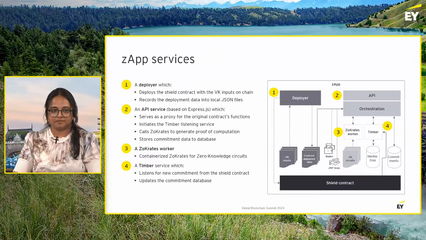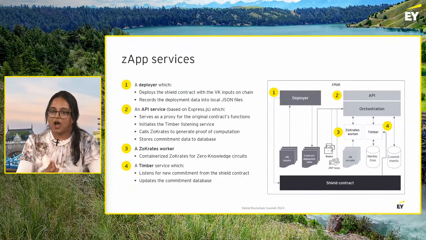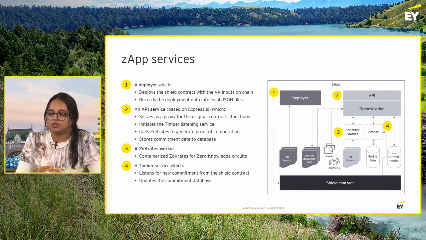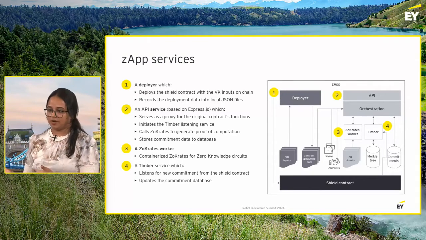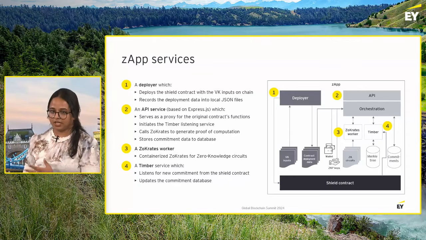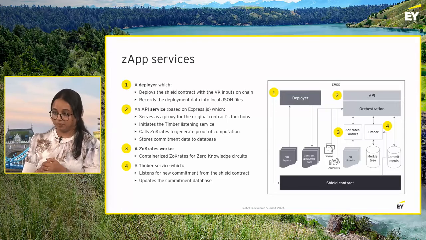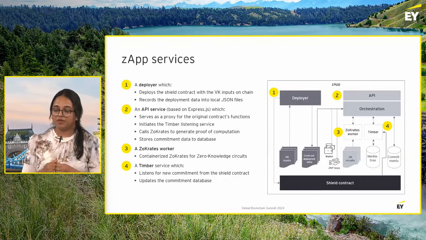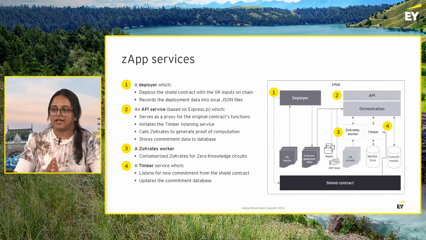Next, to understand our product OpsChain Contract Manager, OCM, we need to go through the services that the Zap has and how these services complete our whole zero knowledge application. The first service that we have is a deployer. We have a shield contract that needs to be deployed on chain, so we need a deployer which deploys our shield contract along with the verification input which it needs to verify the proof, and it stores the deployment data that can later be used by the user of that application.